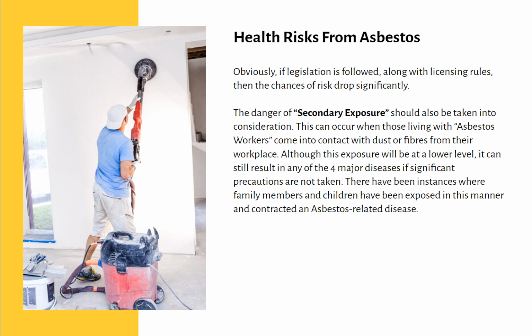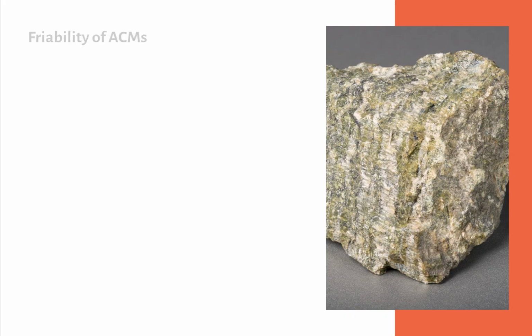The danger of secondary exposure should also be taken into consideration. This can occur when those living with asbestos workers come into contact with dust or fibers from their workplace. Although this exposure will be at a lower level, it can still result in any of the 4 major diseases if significant precautions are not taken. There have been instances where family members and children have been exposed in this manner and contracted an asbestos-related disease.